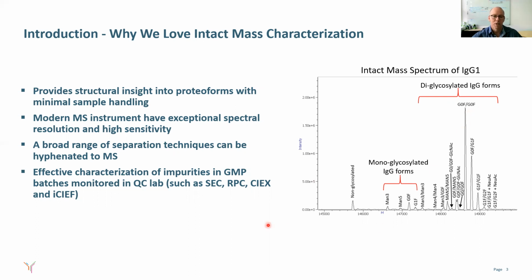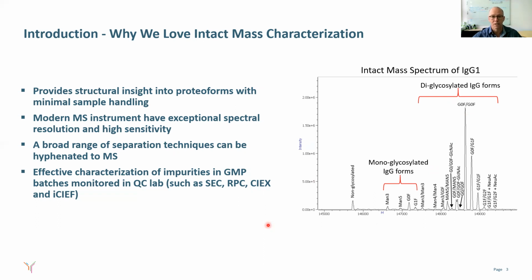And as mentioned, we can now hyphenate a whole range of separation techniques to our MS. This is very important because it allows us to characterize impurities that we detect by the different separation techniques. For instance, when we produce a GMP batch that needs to be used for a clinical development, this batch is being monitored in a QC lab.